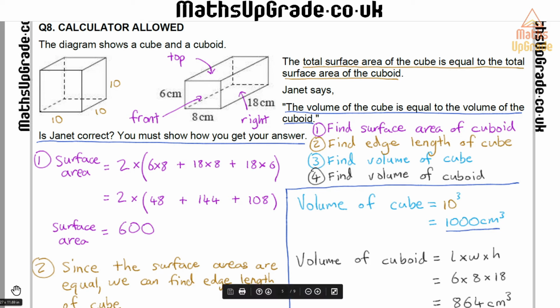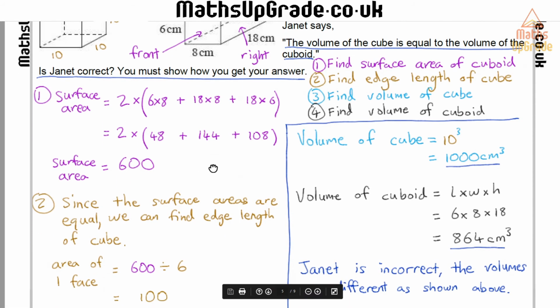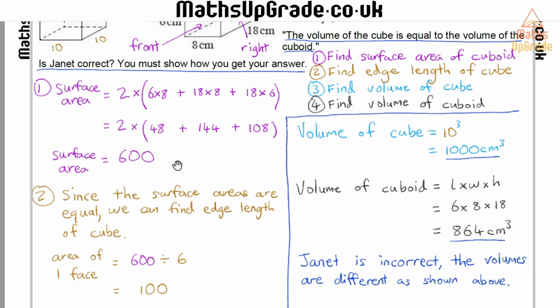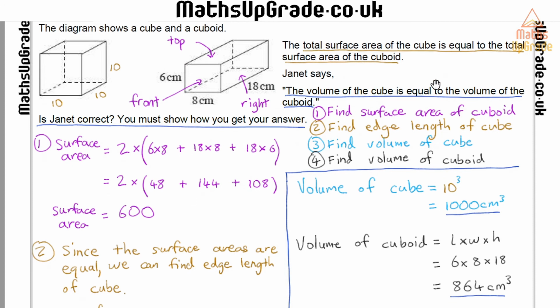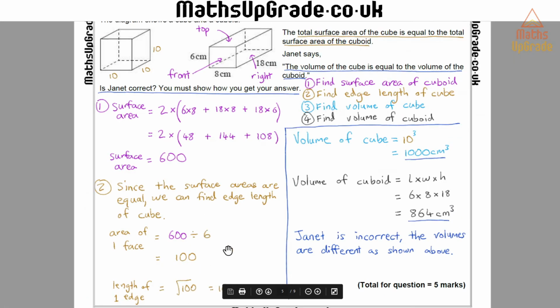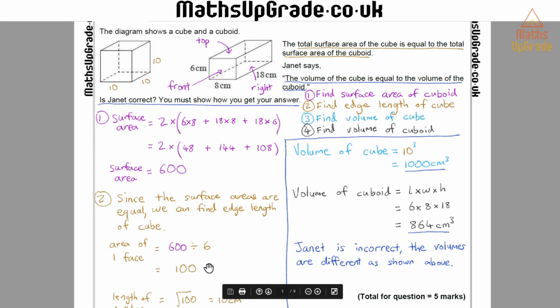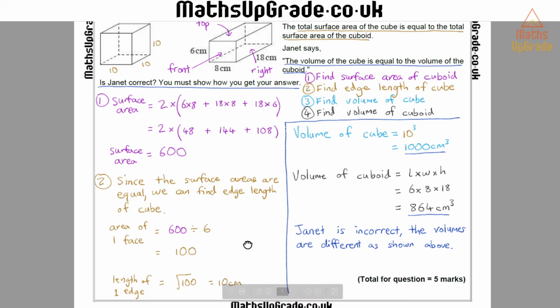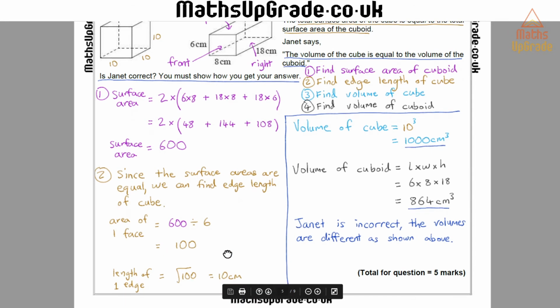Now I'm going to find the edge length of the cube. I can find it since the area of one face of this cube is going to be the total surface area of the cube, which is the same as that of the cuboid, divided by 6, since it's got 6 equal faces. So 600 divided by 6 gives me the area of one face, which is 100. Now if the area of one face is 100 and each face is a square, since this is a cube, I can square root 100 and that gives me the length of each edge. So the length of each edge must be 10.